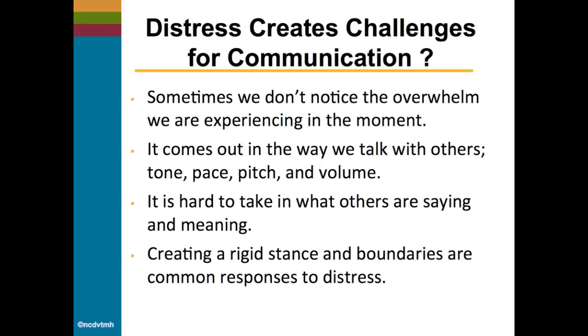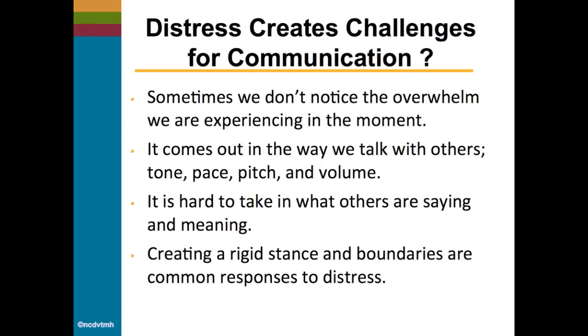And so it can show up in the way that we talk, in the way that we are expressing that distress, whether we're aware of it or not. It's our volume. It's how fast the words are coming out. And so I have people in my life, both in my personal and professional lives, where when they're feeling overwhelmed and distressed, they talk louder and faster. And so it's harder to catch the words that they're saying. And so what I'm finding myself doing is listening really hard for what's underneath and what they're actually saying rather than responding to the tone of it.